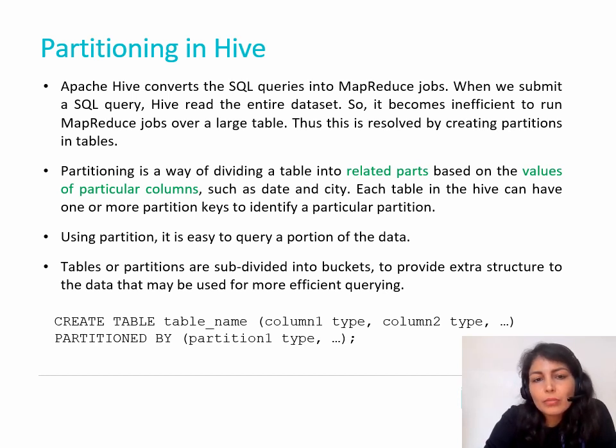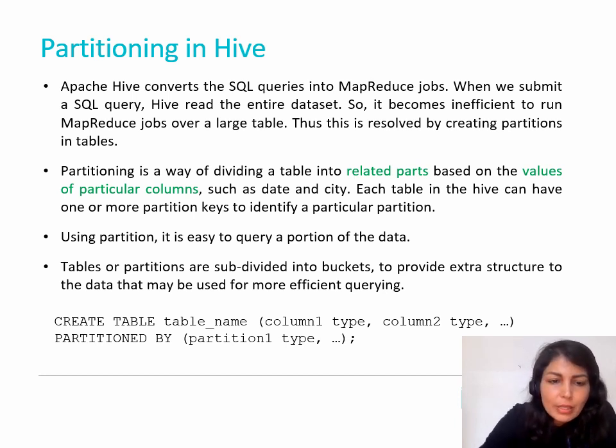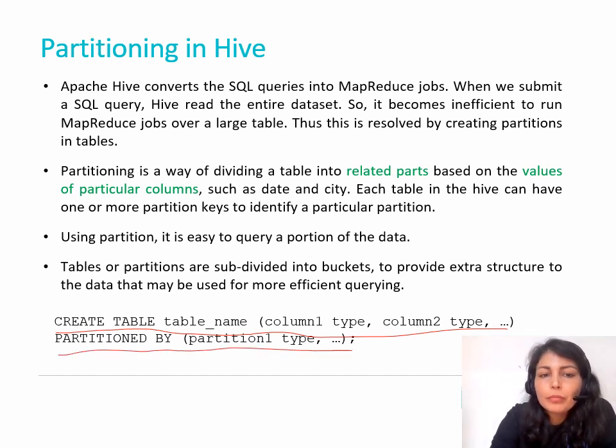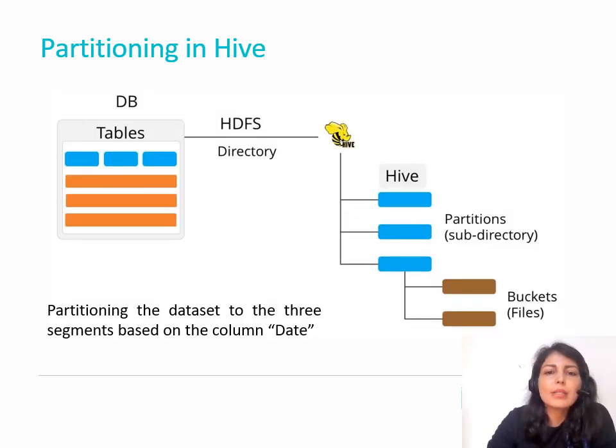So what is really important is to have one or more partition keys to identify the partitions. It's really important. As you can see here, for example, when you are creating a table with the columns, you can partition the table based on particular columns. For example, based on, I don't know, date, based on city. Let's see this picture.